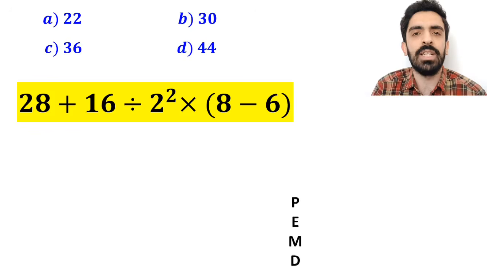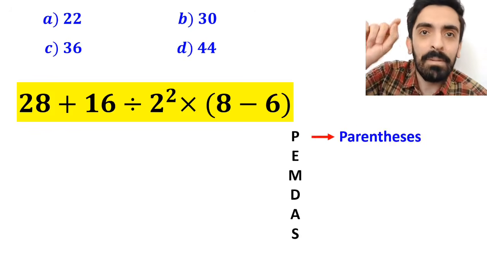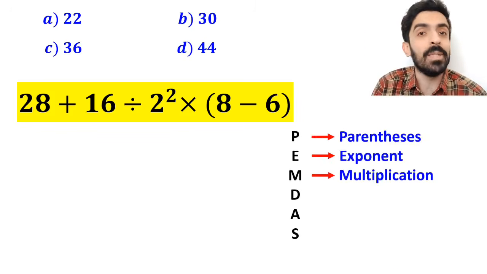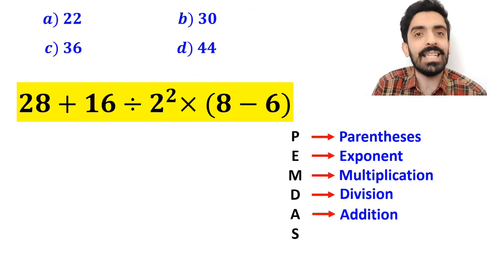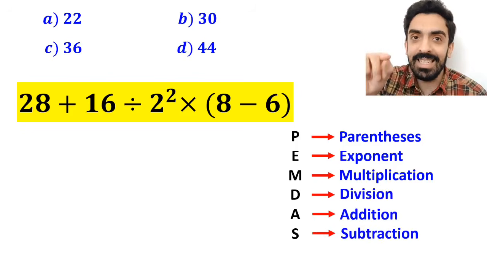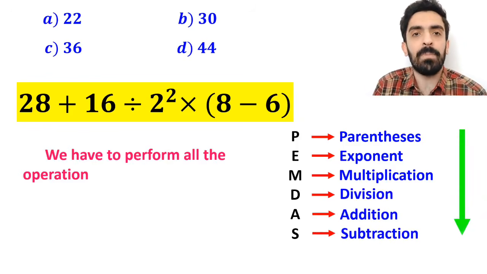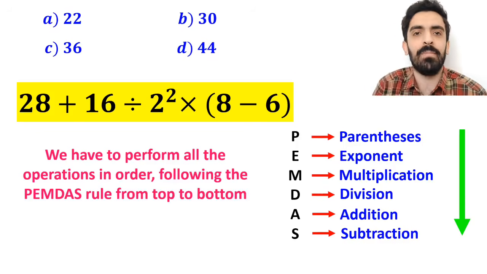To solve this question, we must follow the PEMDAS rule step by step. In this rule, P stands for parentheses, E stands for exponent, M stands for multiplication, D stands for division, A stands for addition, and S stands for subtraction. It means that we have to perform all the operations in order following the PEMDAS rule from top to bottom.